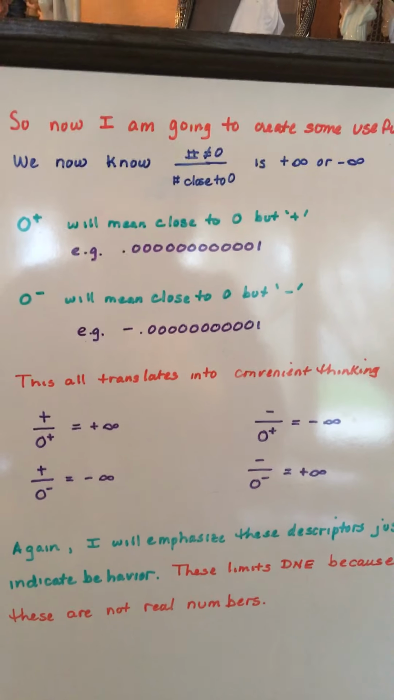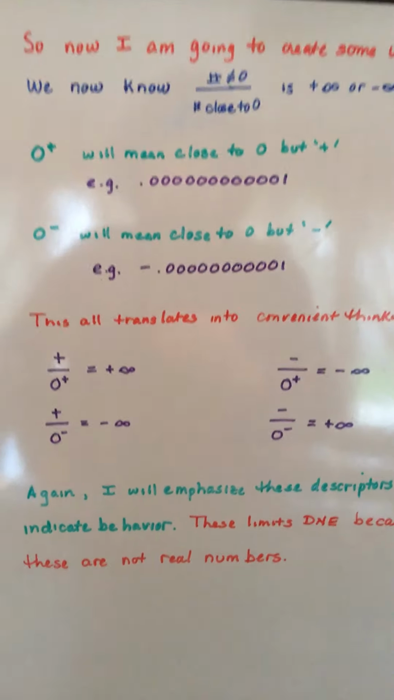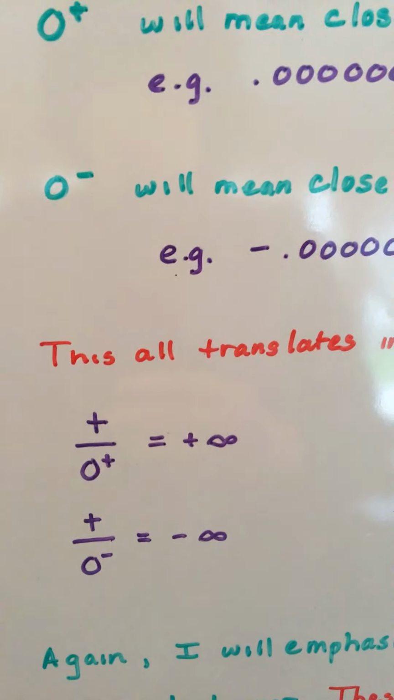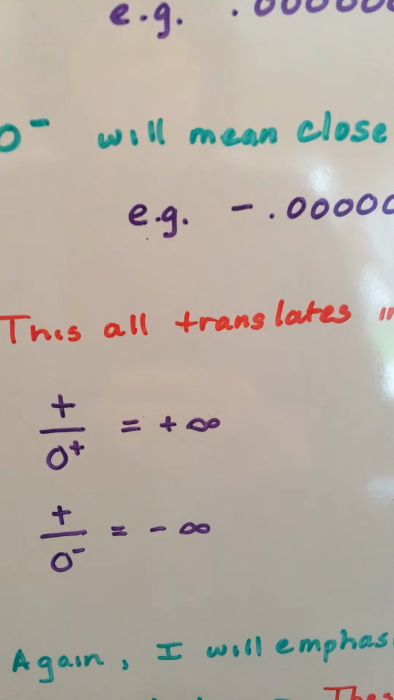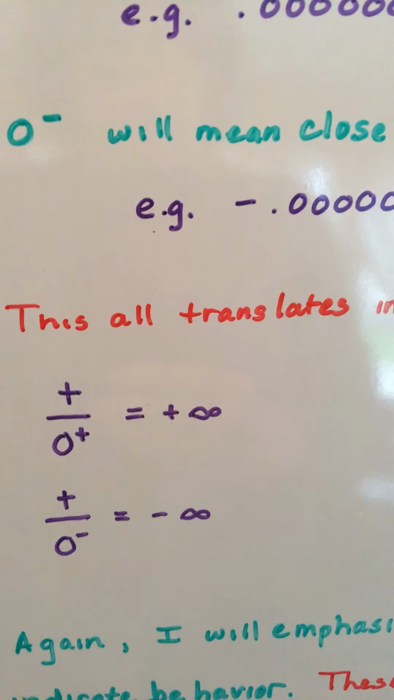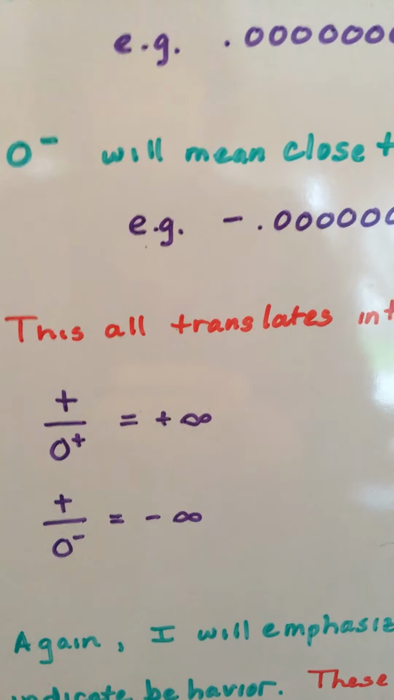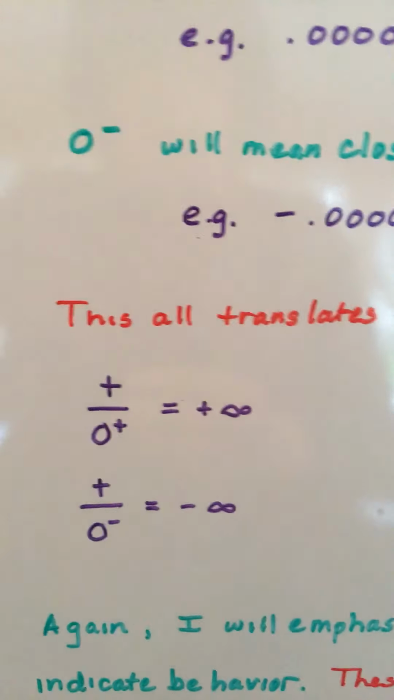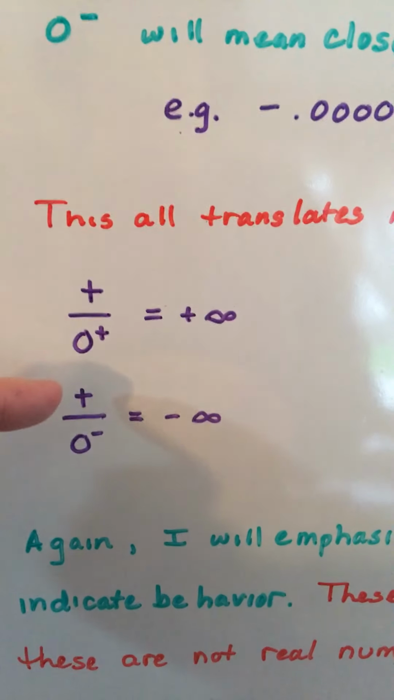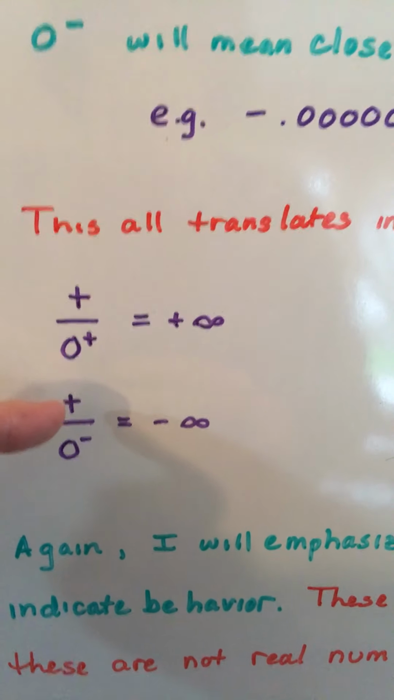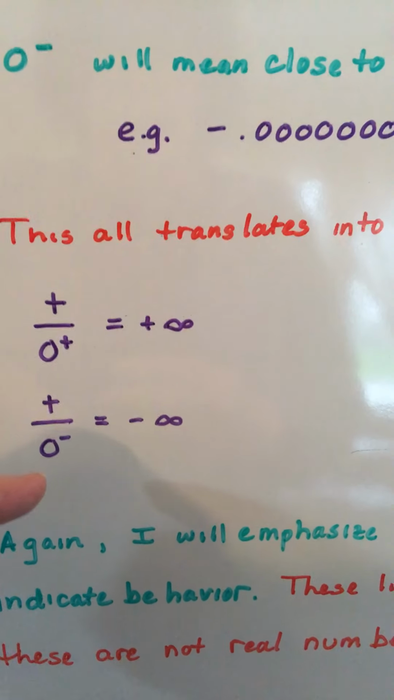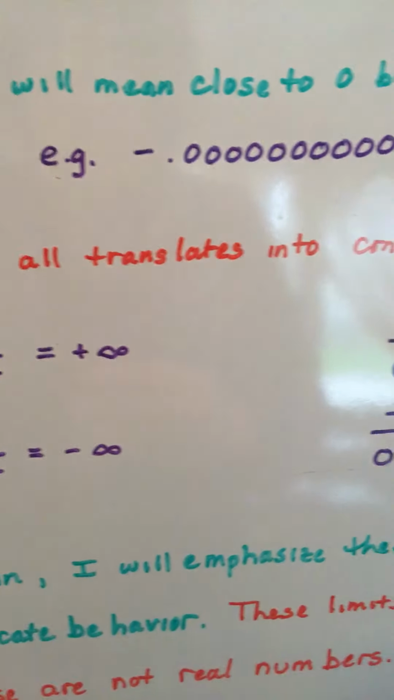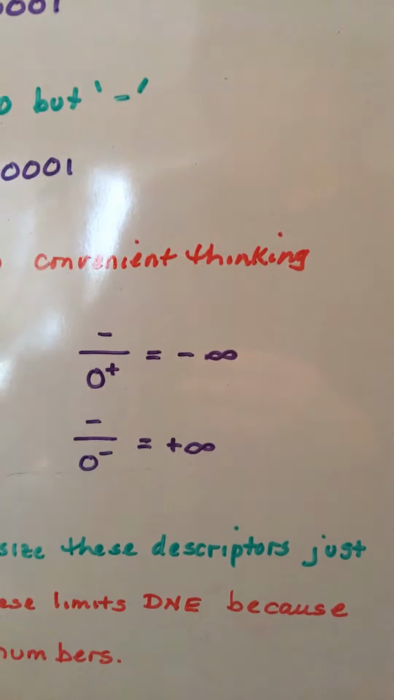So this all translates into some very convenient thinking. A positive number, any positive, no matter how small, 0.000000001, when you divide by something that's even closer to 0, positive over positive will be positive infinity. No matter how small this positive number is, you can make this number even smaller. Positive over negative is negative infinity.